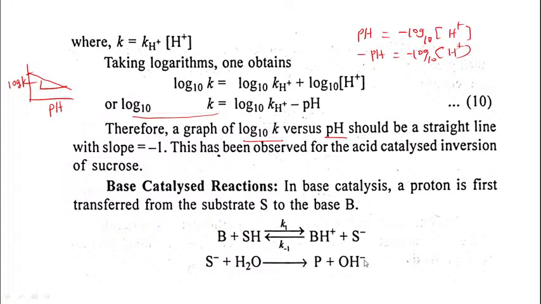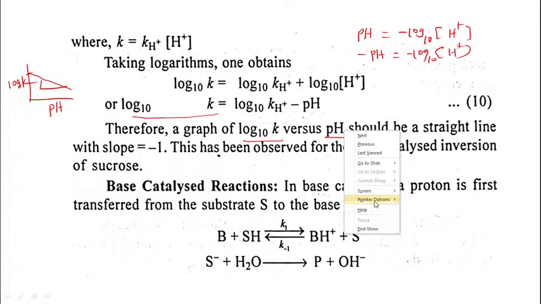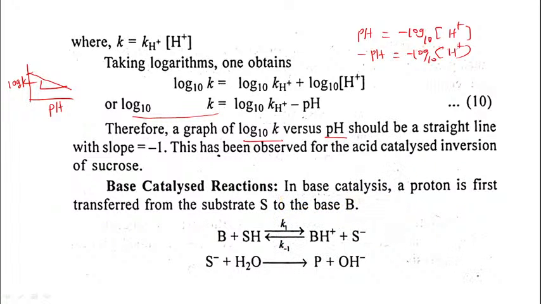In base catalyzed reaction there is a formation of the hydroxyl ion, and hydroxyl ion is a base. OH minus ions means it is a base. The substances which give hydroxyl ions are called bases. For example, NaOH is a base, KOH is a base.